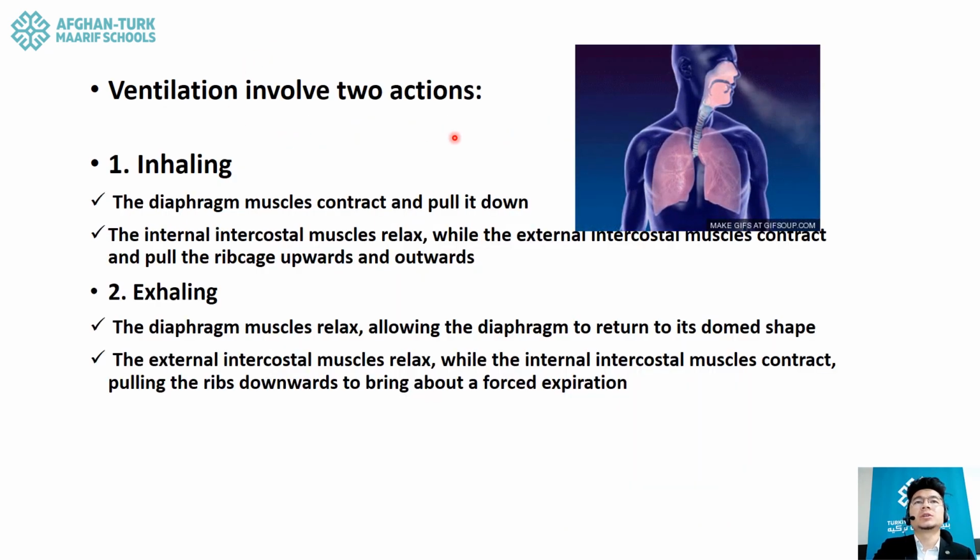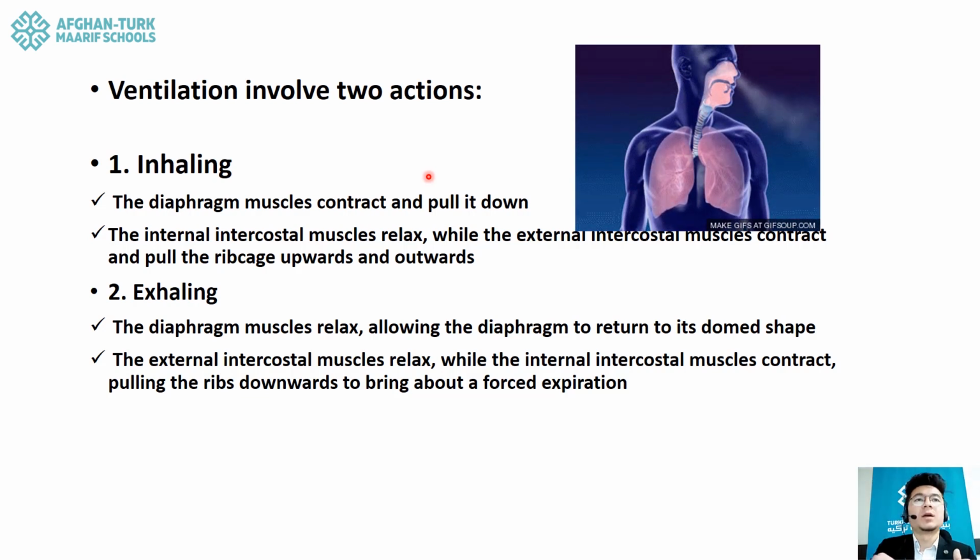Ventilation involves two actions. Inhaling is the action of getting air into our lungs, and the process is like this: the diaphragm muscles contract and pull it down, then the internal intercostal muscles relax while the external intercostal muscles are contracting and pulling the ribcage upward and outward, so that our lungs can suck air inside.